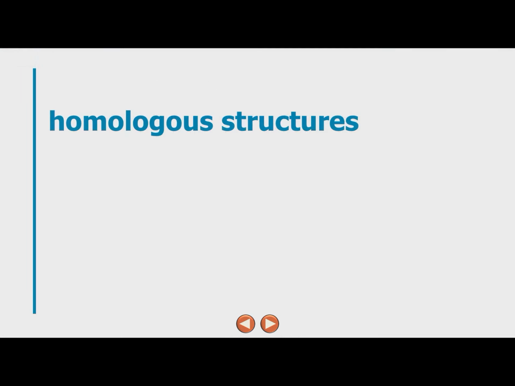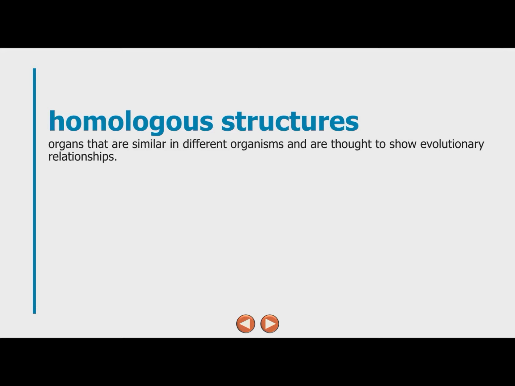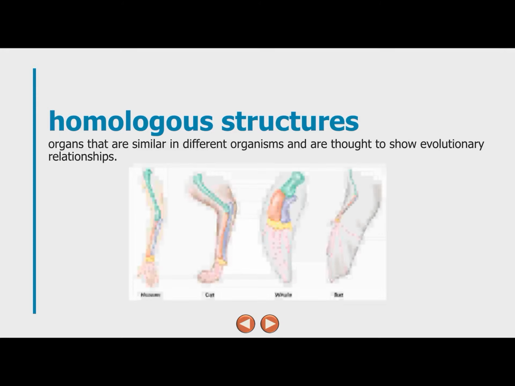We see here this term homologous structures. These are organs that are similar in different organisms and are thought to show evolutionary relationships. I have a picture for you here. This can be found in your book, at least one similar to it. These are examples of homologous structures. As you can see, we have the arm, the paw, the fin, and the wing of a bat. And these are all similar structures, but these are all different organisms and different species. But they all have a similar structure, and so that is thought by evolutionists to show evolutionary relationships.